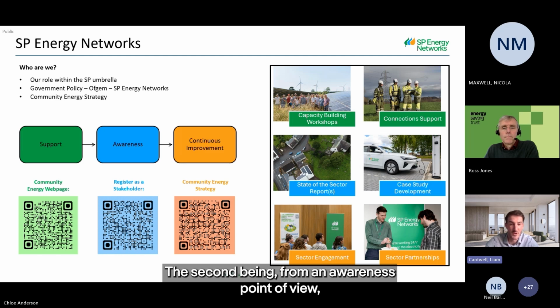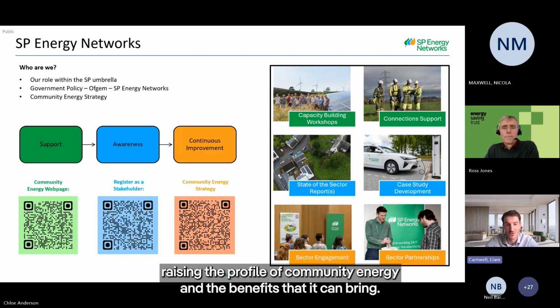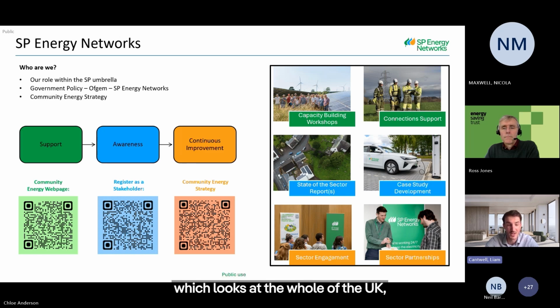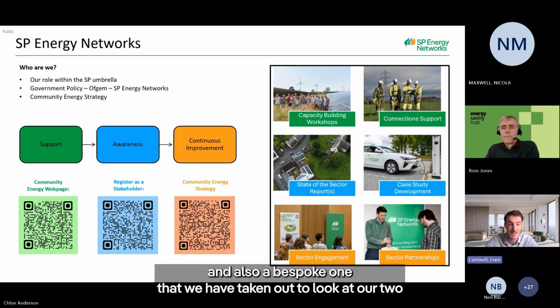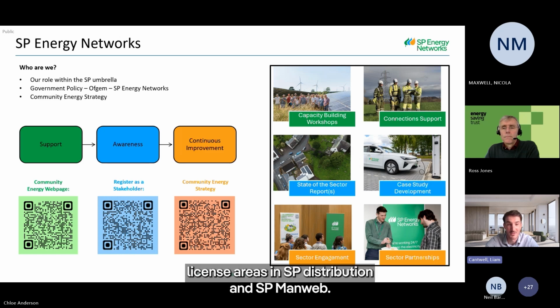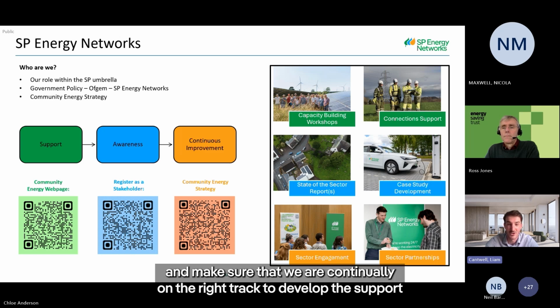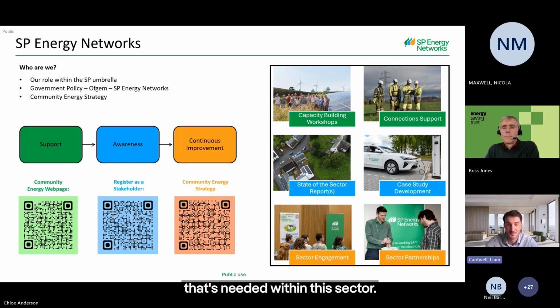The second being, from an awareness point of view, raising the profile of community energy and the benefits that it can bring. One of the ways that we have done that is by commissioning and supporting the State of the Sector report, the national one which looks at the whole of the UK, and also a bespoke one that we have taken out to look at our 2 licence areas in SP Distribution and SP Manweb. The findings from these reports will help to shape our strategy going forward and make sure that we're continually on the right track to develop the support that's needed within this sector.